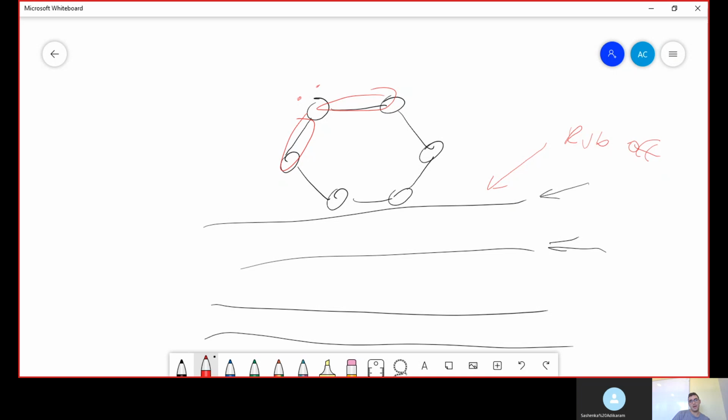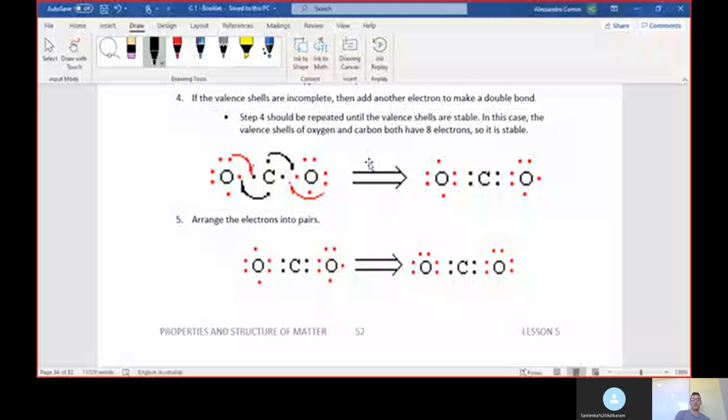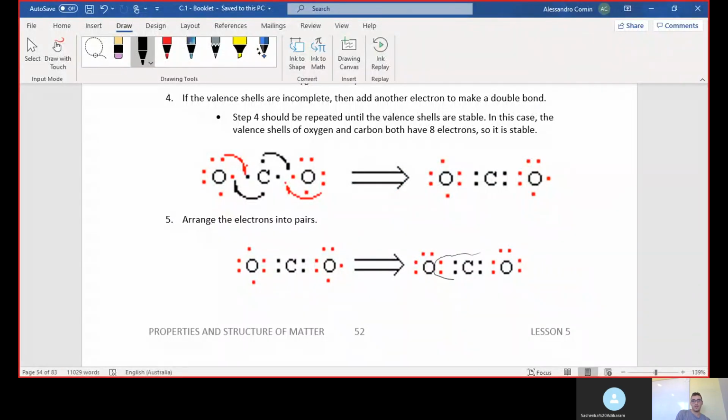So this is what happens in covalent bonding. In covalent bonding, they're shared. So this means that carbon gets all of these. Carbon's happy with its 8, but then oxygen also gets 8 and 8 again. So all of them are happy. They all share the electrons equally.